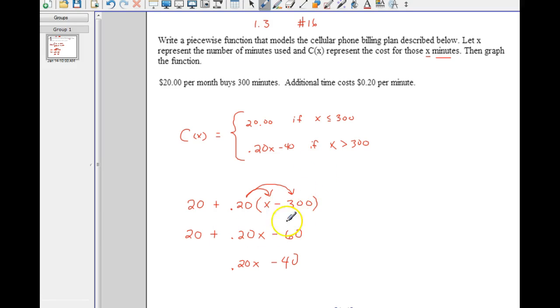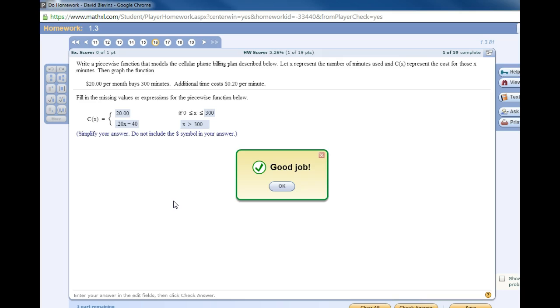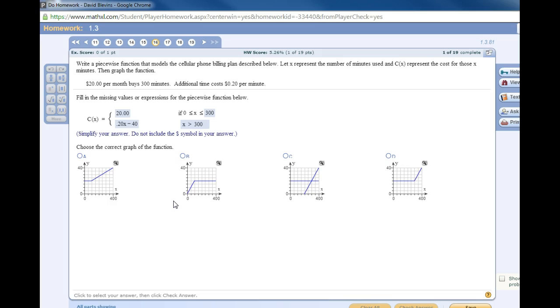Alright, so let's put those in and see what our next part says. So 20 bucks if x is less than or equal to 300, but yeah, there's that lower bound of 0, obviously. Can't talk for a negative amount of minutes. And then this one, they tell us to simplify, so we couldn't just leave the parentheses like we had initially. So 0.20x minus 40, and then here's the other part, if x is greater than 300. Okay, so there's what we want for the piecewise function. Now it wants us to graph it.